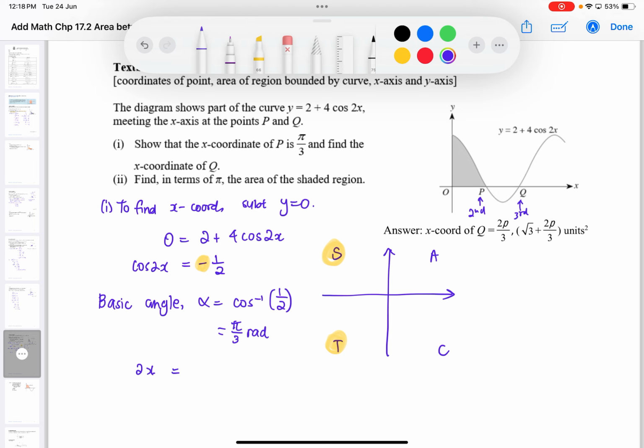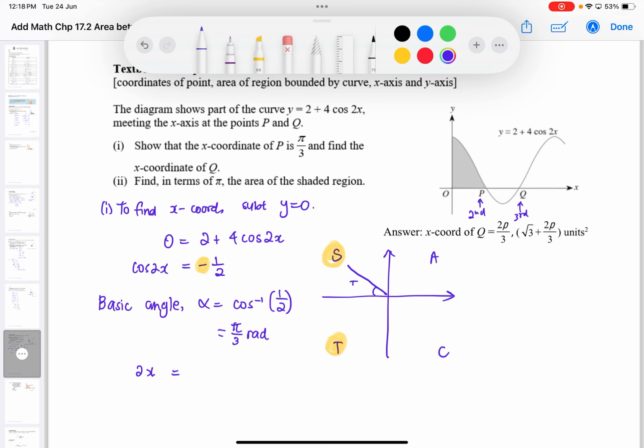Okay, so 2x is equals to the second quadrant. At the second quadrant, what is our value of the angle? If the basic angle is pi over 3, then the angle will be pi minus pi over 3. Okay, how about the third quadrant? What's the angle?